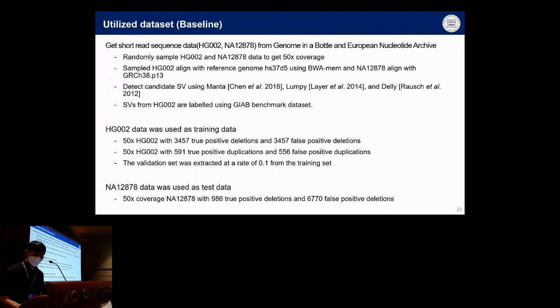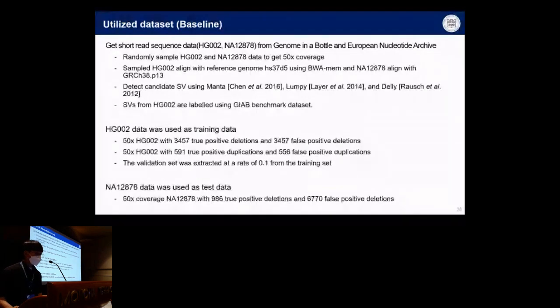This slide shows the data used for training the model. We generated short-read sequence data by randomly sampling HG002 and NA12878 data to reach 50x coverage. HG002 and NA12878 were aligned with the reference genome GRCh38 using the BWA-MEM algorithm. The gold standard dataset was obtained from the 1000 Genomes Project, phase 3, which was integrated into high confidence structural variations.